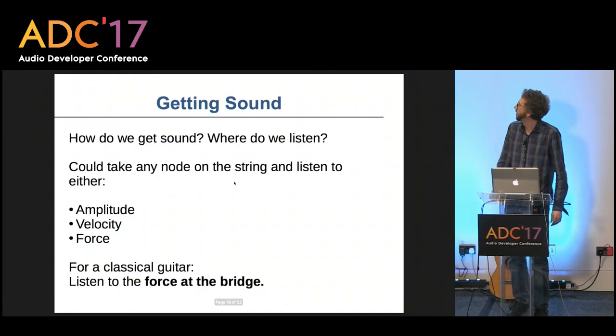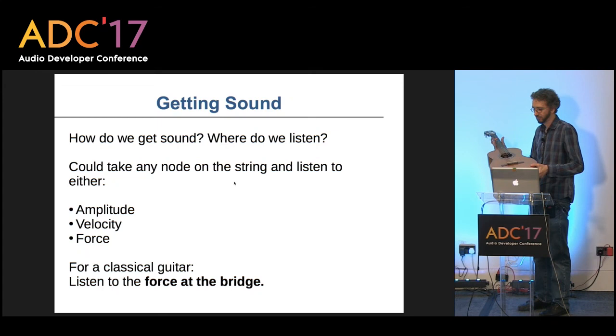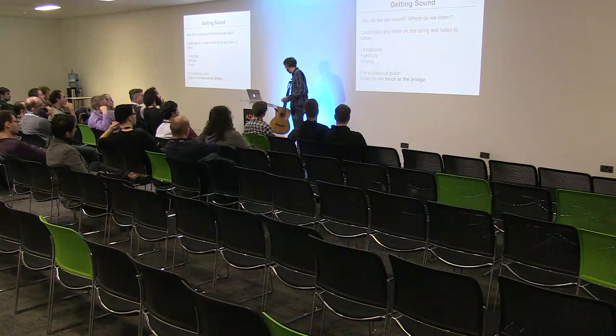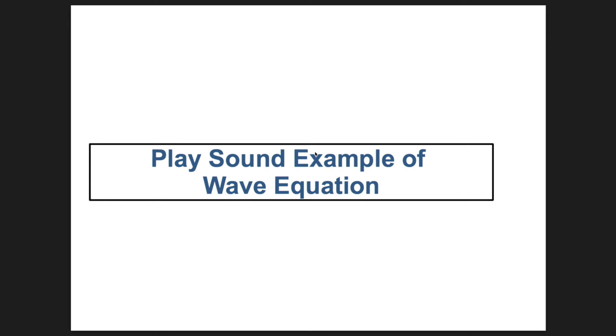The next step is the question, where do we actually take the sound? We can pluck the string and we can simulate the string, but how do we actually get sound out of this? Well, for a classical guitar, the strings are connected at the bridge to the body of the guitar. Therefore, it's a very good idea to calculate the force at the bridge. So that's what we are going to do. We take Newton's second law at the bridge, and that gives us the force if we already have the amplitude. Okay, so now we have everything we need to actually create sound.